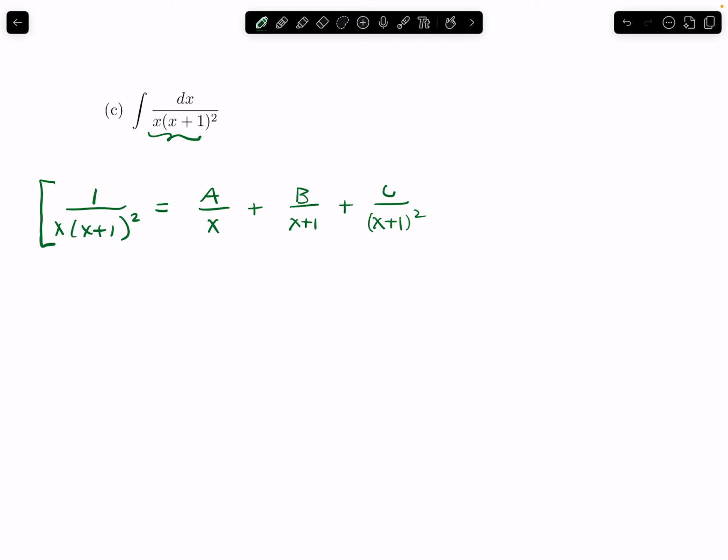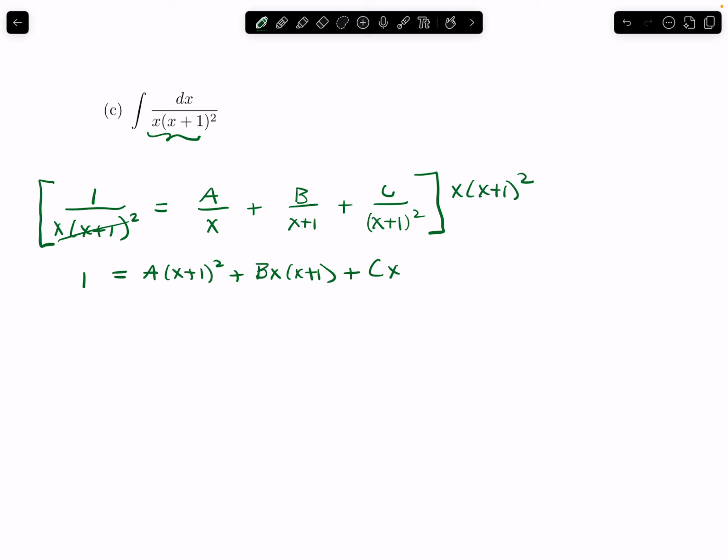And we're going to solve for A, B, and C by getting rid of that denominator. So multiply everything by x times (x + 1) squared. That cancels completely on the left. The x cancels for the A term, so we're left with A times (x + 1) squared. Plus, one of the (x + 1) cancels, so Bx times (x + 1). And both (x + 1) squared cancel with the C, and we're left with Cx.